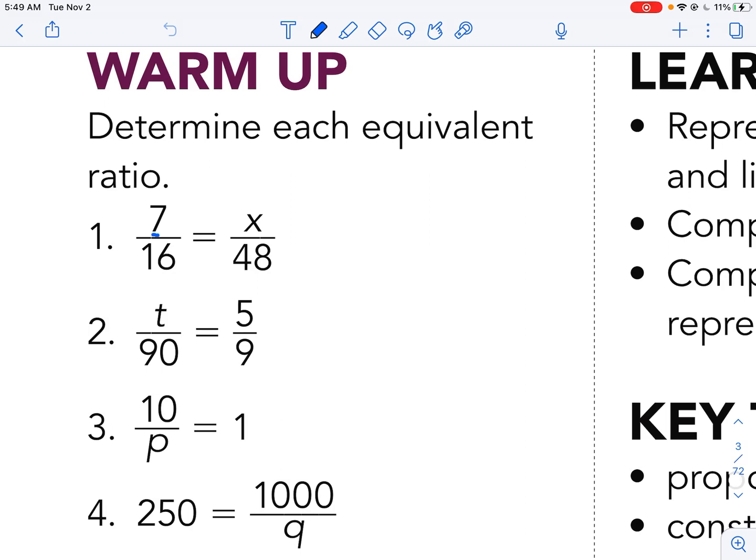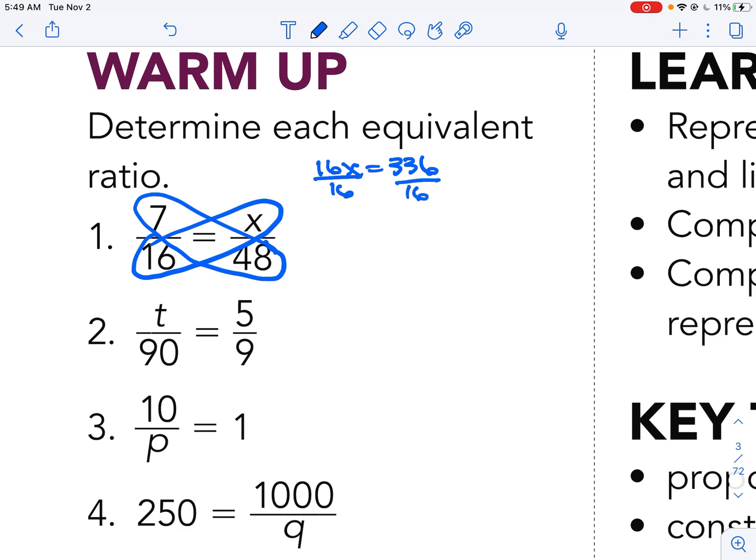Hopefully you remember that you would do a cross multiplication. So if I multiply these two together, I would get 16x. Then I would multiply these two together, and 7 times 48 would get me 336. I divide both sides by 16 like we've been doing, and I get x equals 336 divided by 16, which is 21.